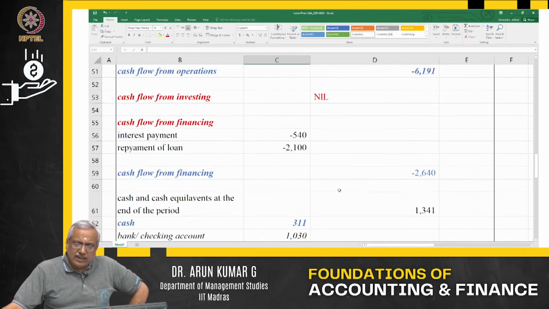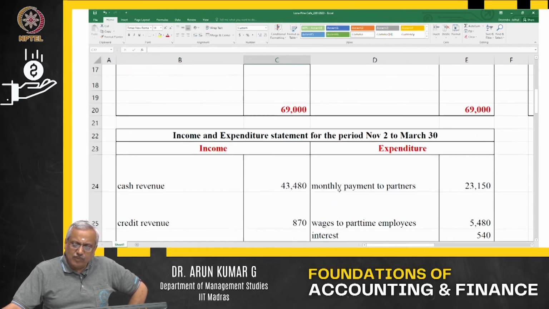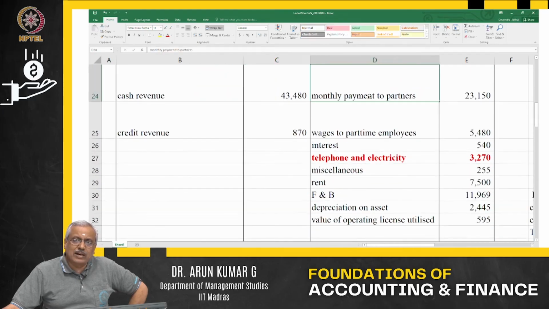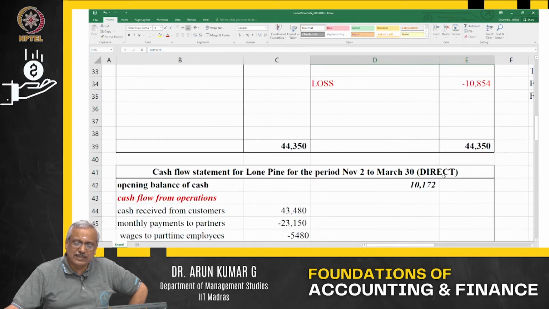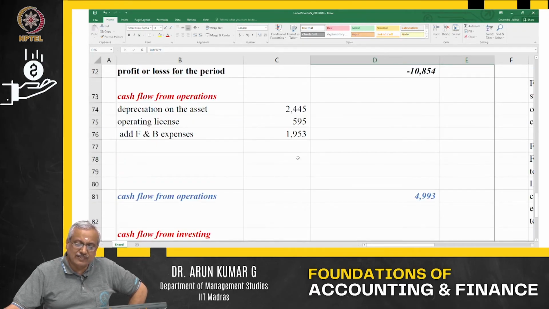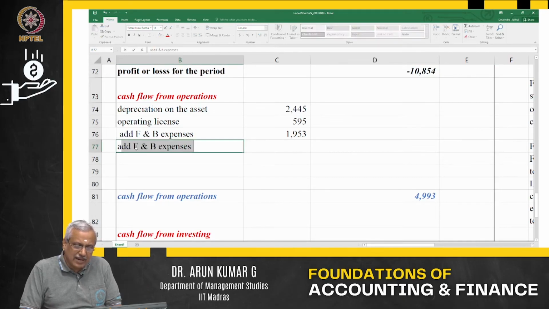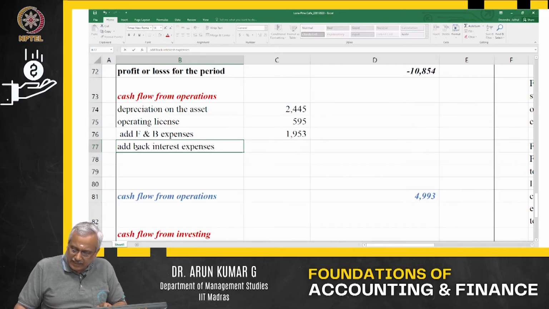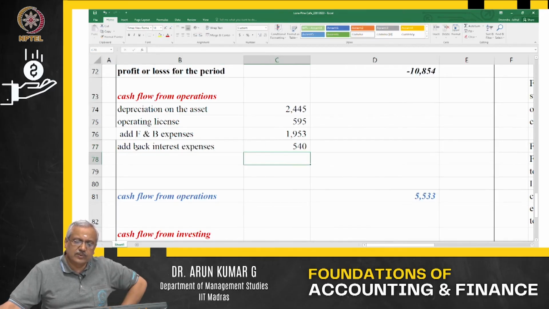So what have I done? I go back to my P&L. Monthly payment to partners, nothing due, I have taken care of. Wages to part-time, I have taken care of. There is something called interest. Interest expenditure is not an operating expenditure for you. It is a non-operating expenditure which you have deducted. So I add back interest expenses, that is about 540.